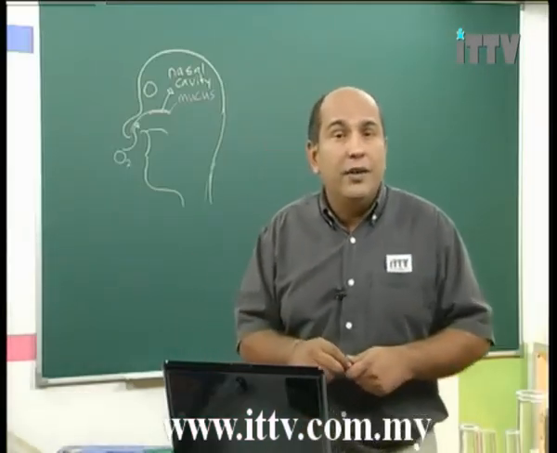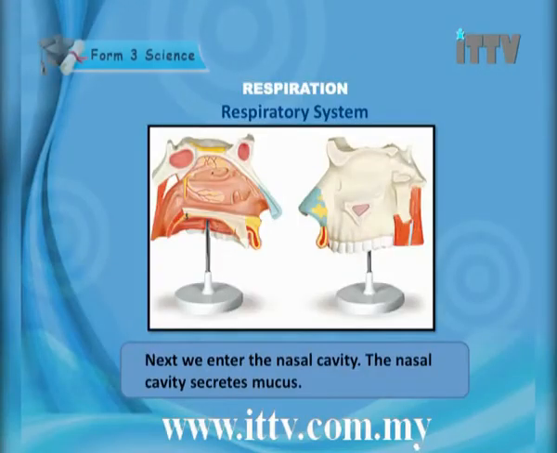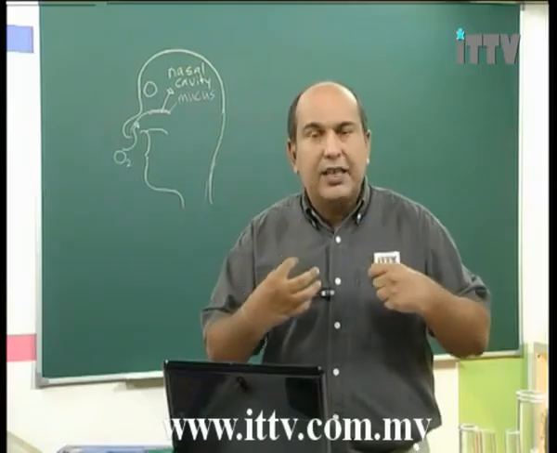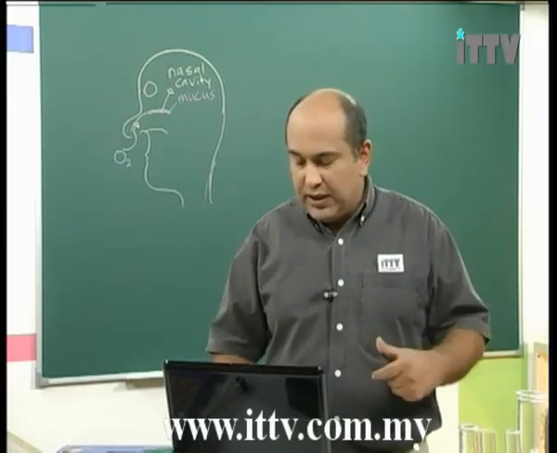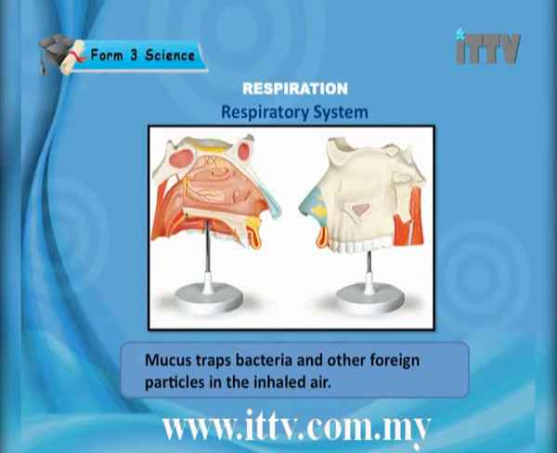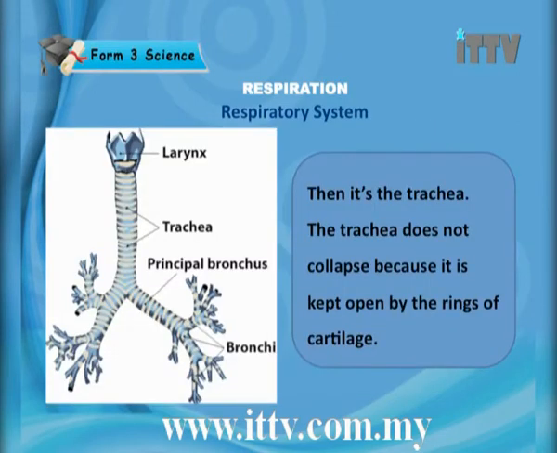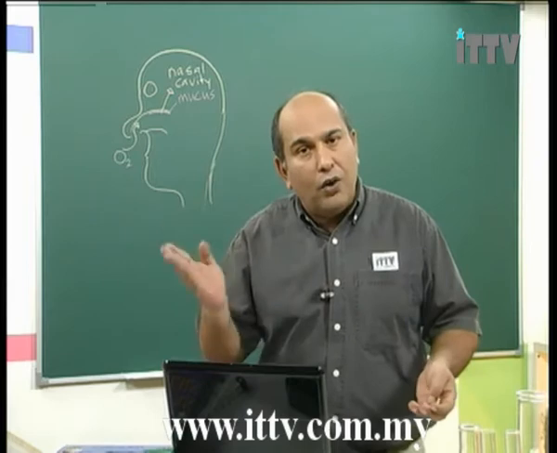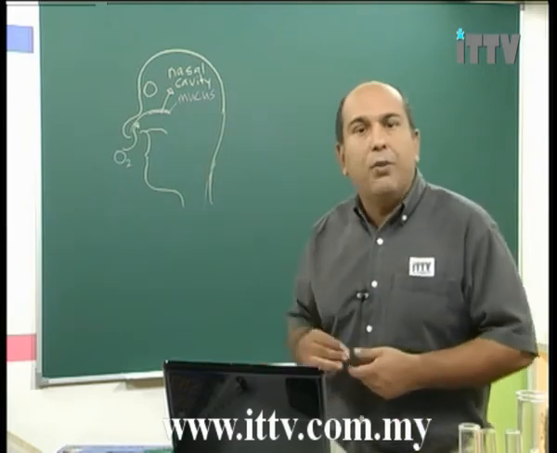Now, let's move on our journey. So we've entered into the nostril. Next, we enter the nasal cavity. The nasal cavity secretes mucus. So this is the mucus that's coming out. Remember what we said, the function of the mucus was to trap some dust and bacteria. Mucus traps bacteria and other foreign particles in the inhaled air. Then it's the trachea. The trachea does not collapse because it is kept open by the rings of cartilage. So once we've got to the nasal cavity, now we have to move on to the next part, which is the trachea. Let's go back to the board for the trachea.